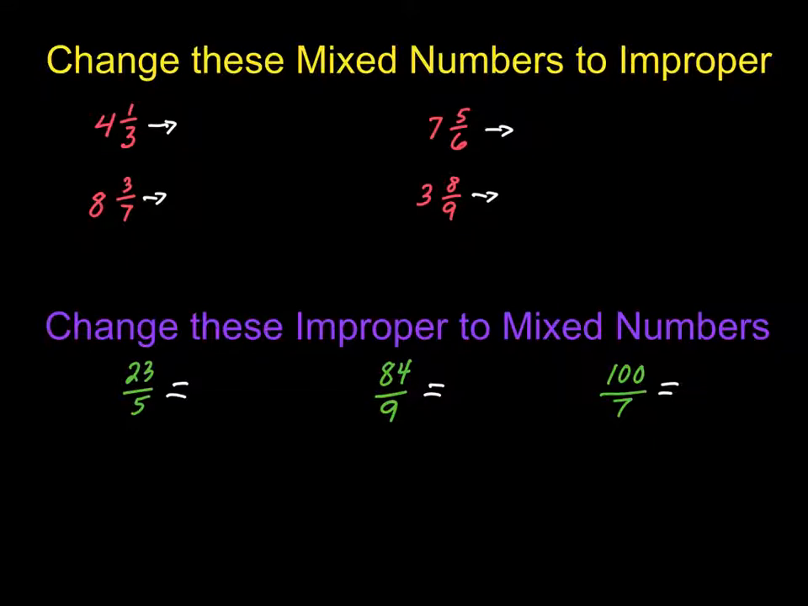Alright, let's start with 4 and 1/3. So we are going to do 4 times 3 plus 1 over 3. 4 times 3 is 12. We add 1 more, it's 13/3.